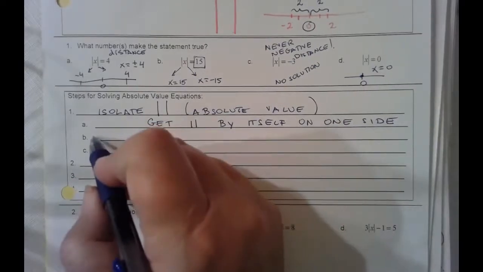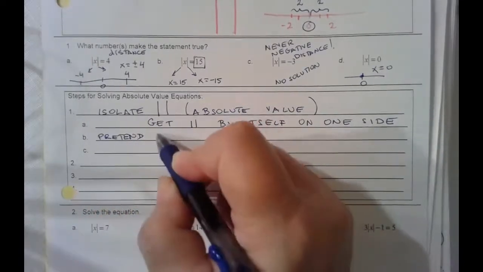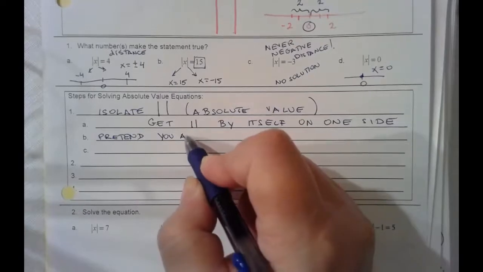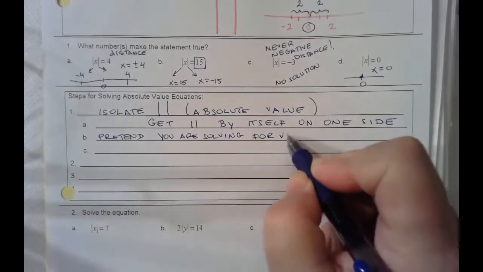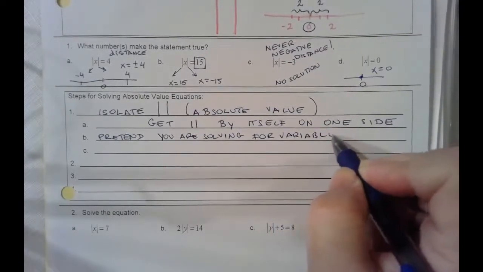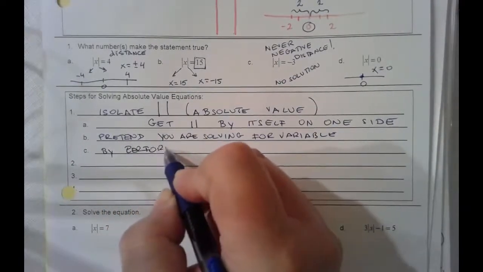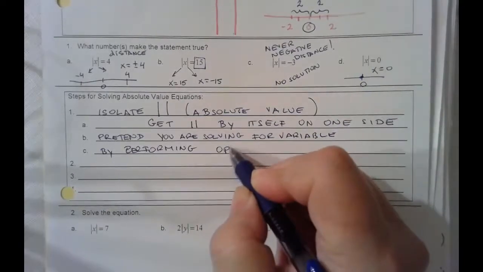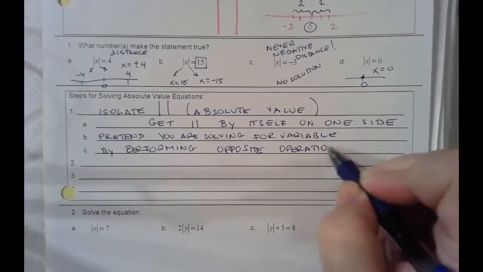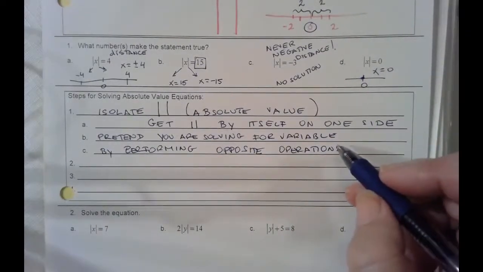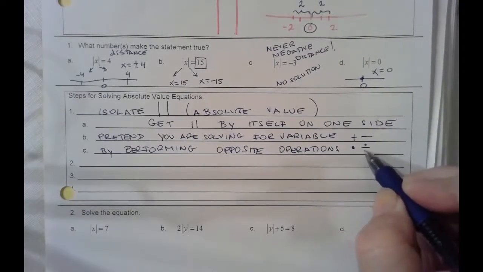So pretend you are solving for a variable by performing opposite operations. We have been doing that before. You're going to have positive versus negative, multiplication versus division, and so forth.